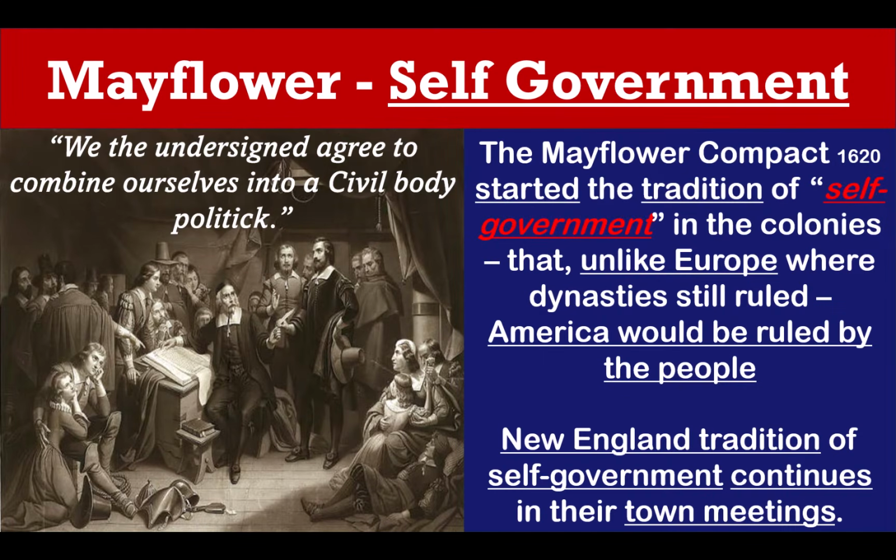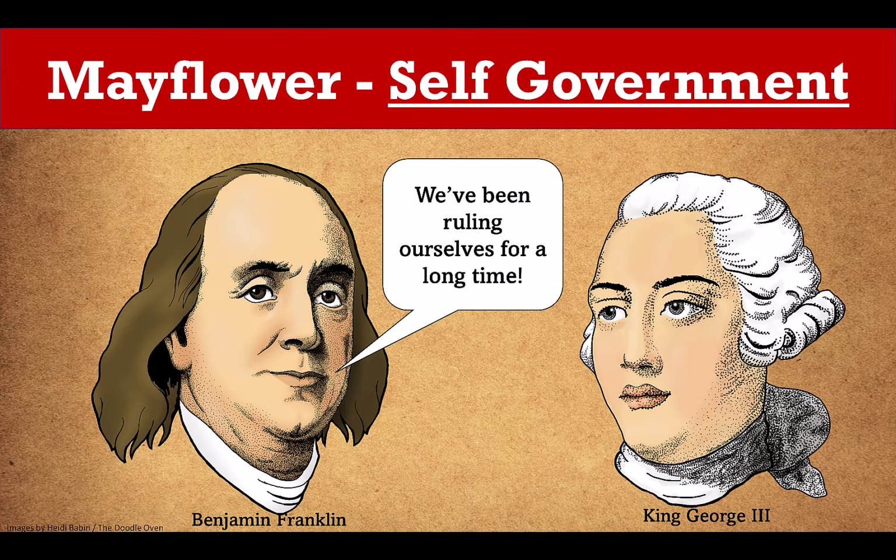The document's signers, quote-unquote, agreed to combine themselves into a civil body politic, giving us another must-know concept, self-government. Self-government meant that the colonists would rule themselves. And unlike Europe and England, where the nobility still reigned, this new land would have a government ruled by the people. Now, this was 1620, and the United States would not, quote-unquote, unite until 150 years later.